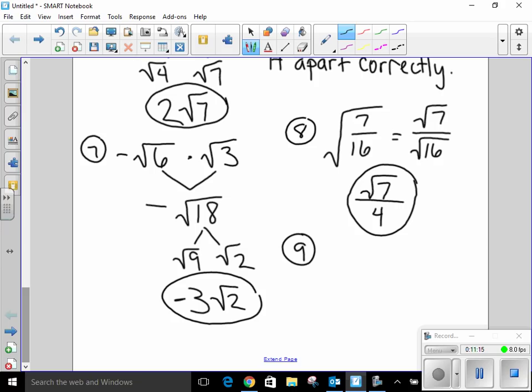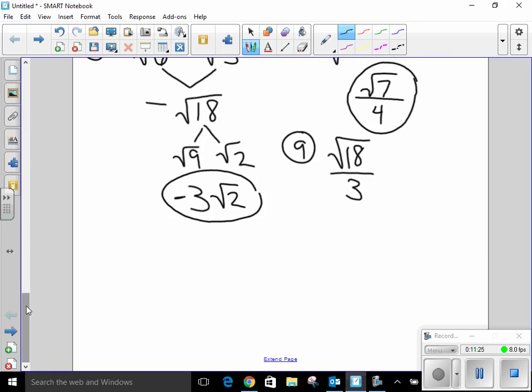All right, so looking at the next one, still using a division problem. If I have square root of 18 over 3, some of you may be tempted to say 18 divided by 3 is 6, but you can't do that because the 18 is under the radical sign. The 3 is not. So if they're not both under it, then you have to break down whatever you've got. 18 breaks down into square root of 9 and square root of 2.